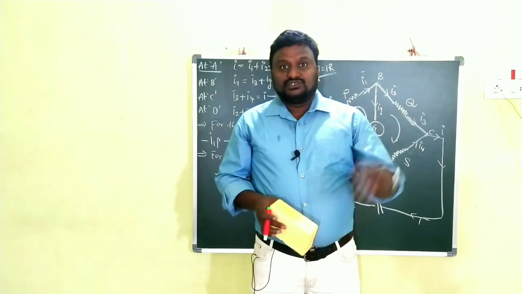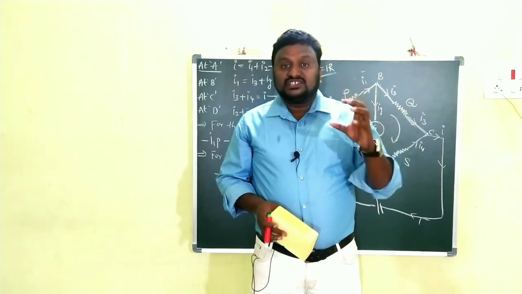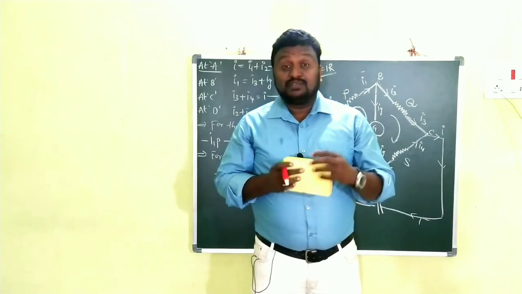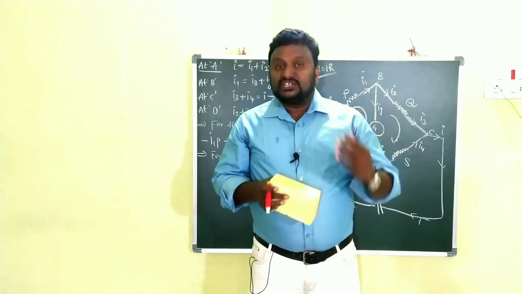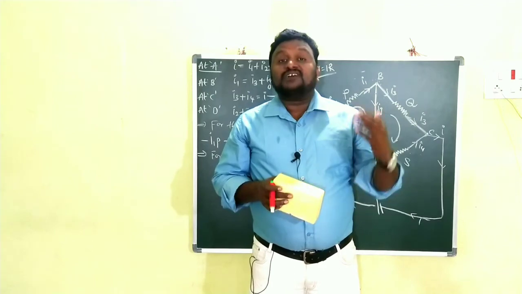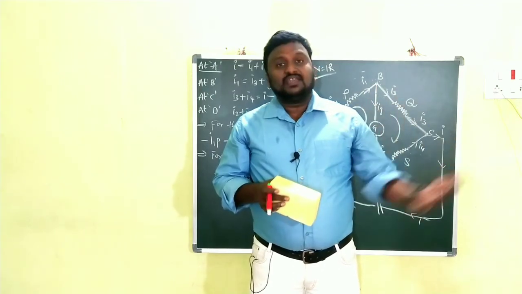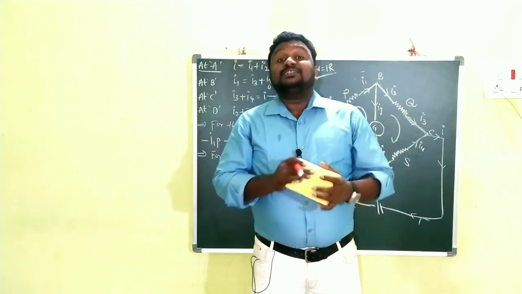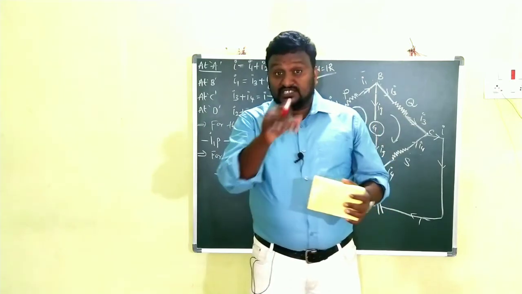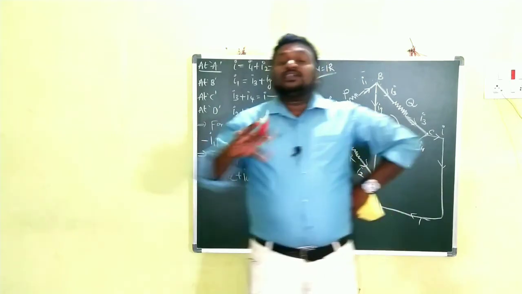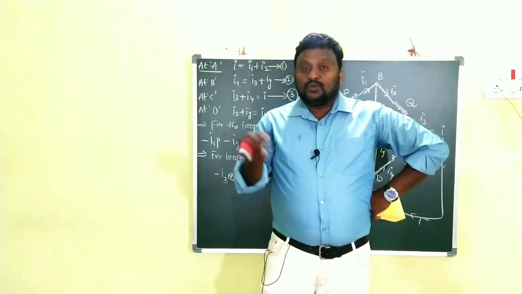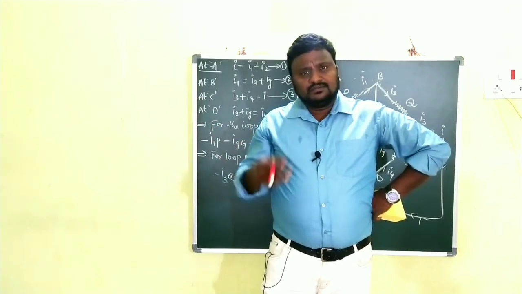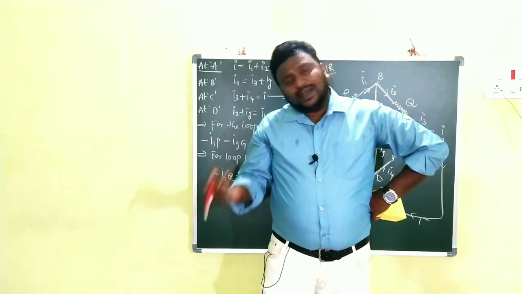Clear, children? So when the Wheatstone bridge is said to be balanced, that means the current passing through the galvanometer is 0. Clear? Then the bridge is said to be balanced. This point is important for 2 marks also. When there is no current through the galvanometer, the current should be 0, then the bridge is said to be balanced.